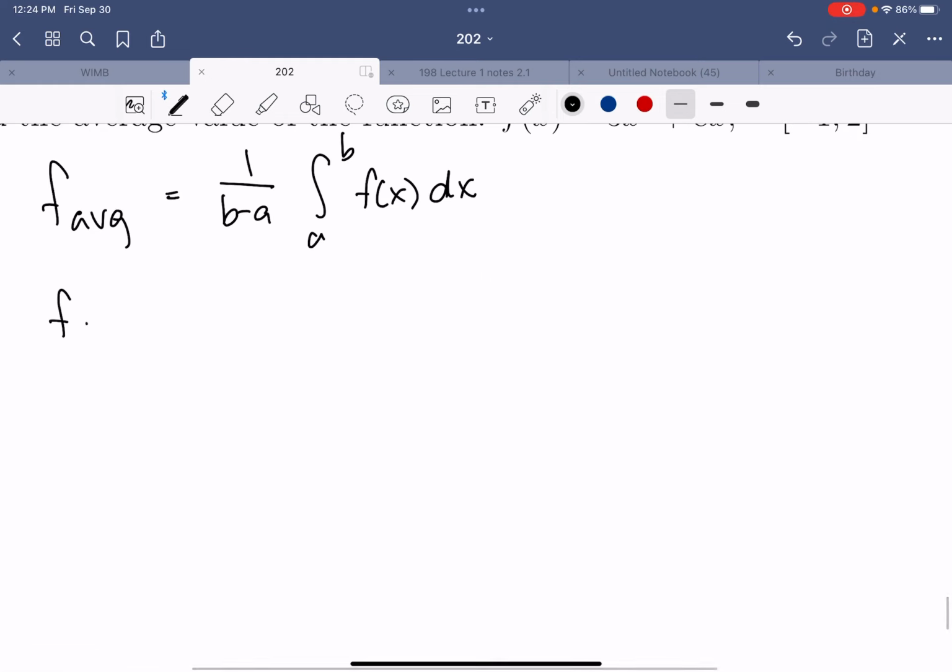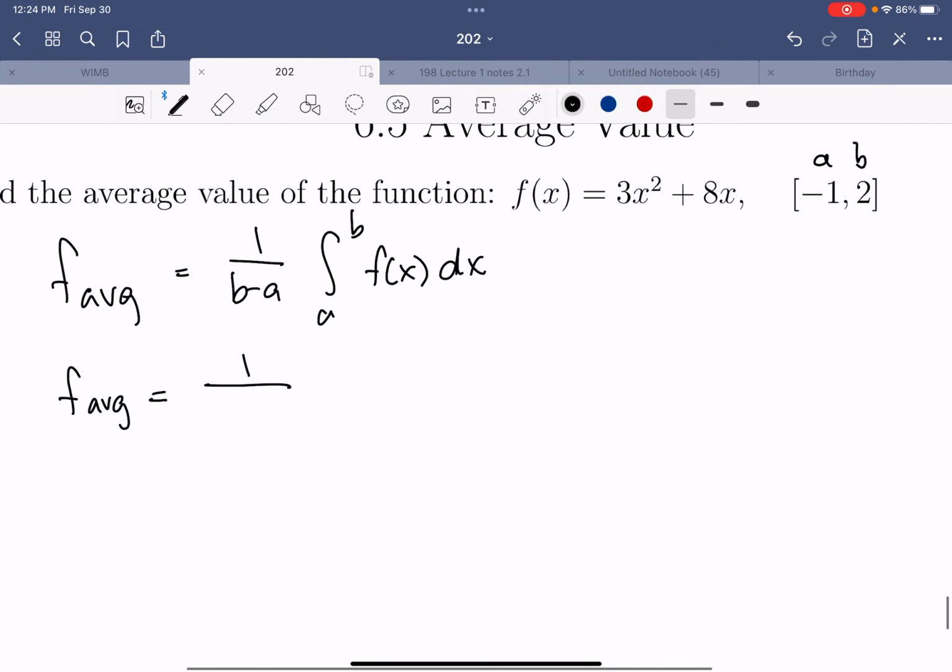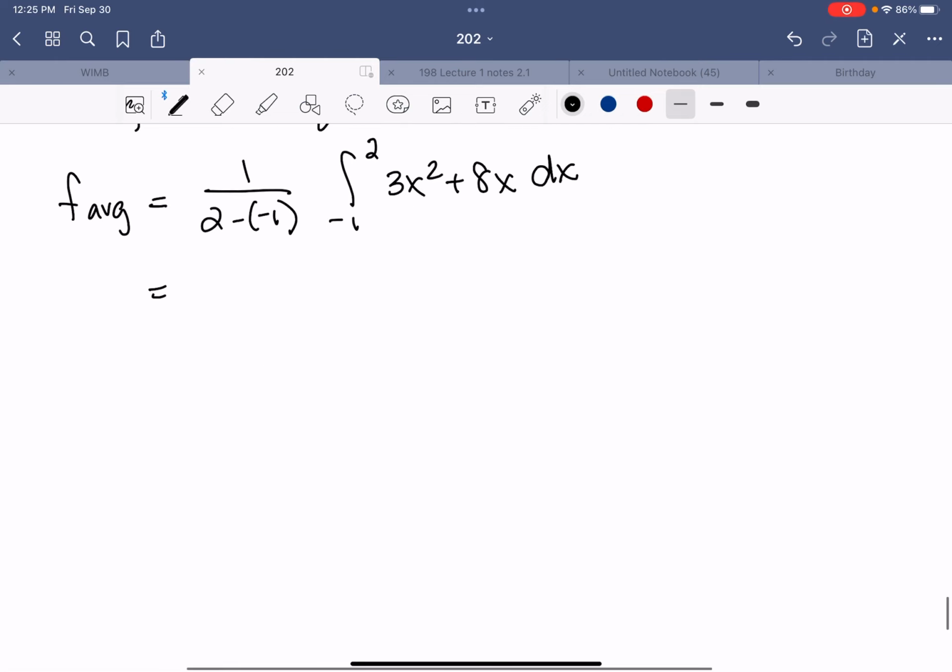So that means that our f average in this particular case is 1 over 2 minus -1, integral from -1 to 2 of 3x squared plus 8x dx. That gives us 1/3. And we take the antiderivative, that's x cubed plus 4x squared.